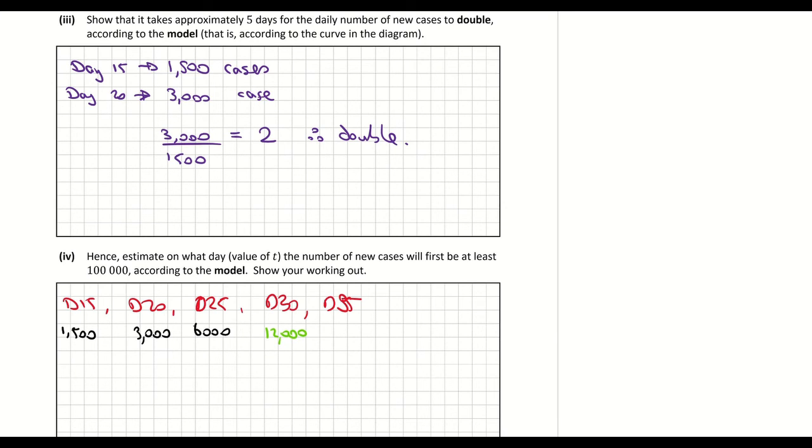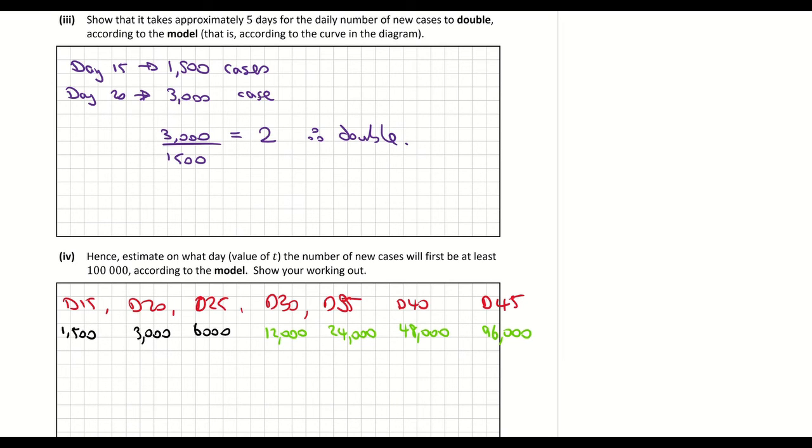Doubling it to day 35, which would be 24,000 cases. I now need to go to day 40. I'm trying to get to 100,000 basically. Doubling the 24 brings me to 48,000 cases. Doubling that then to day 45 brings me to 96,000 cases. So there I am. I'm sure then if I get into day 46, I don't need to double it to day 50, because then I'll be up on just shy of 200,000.